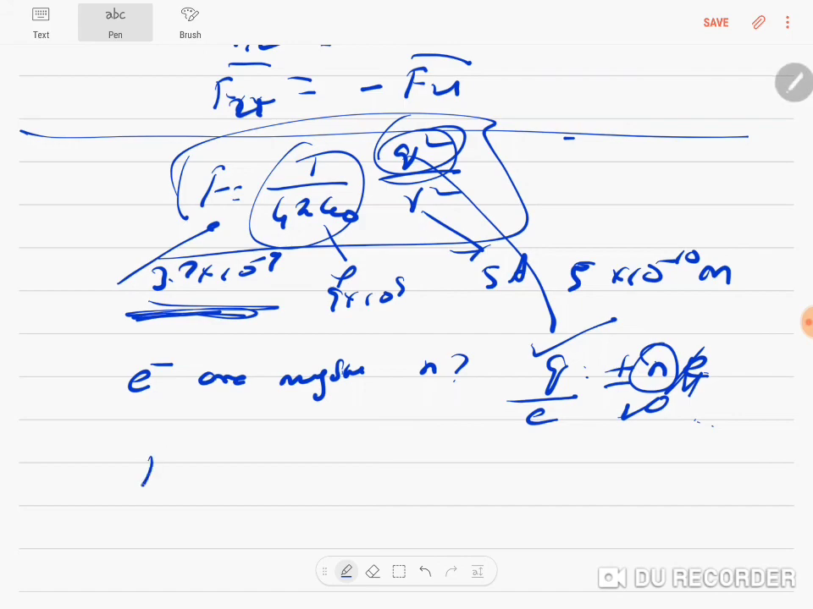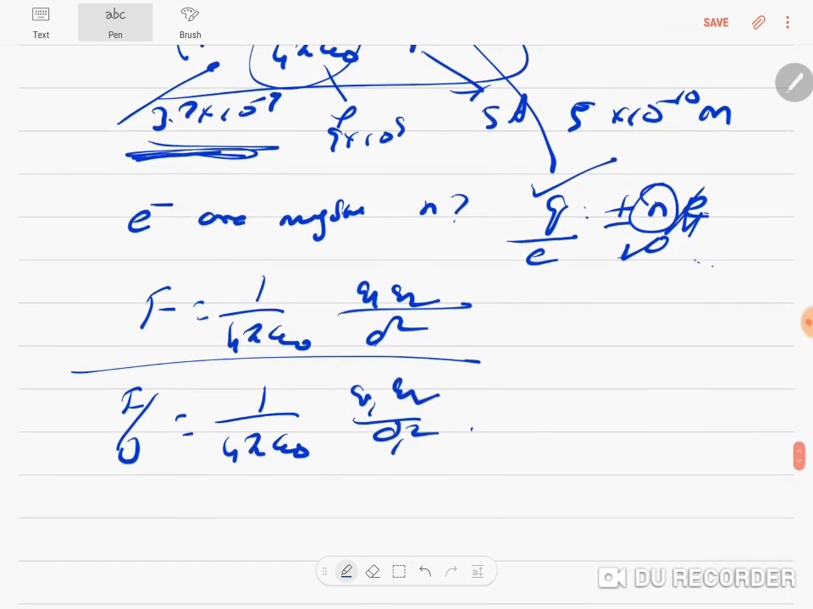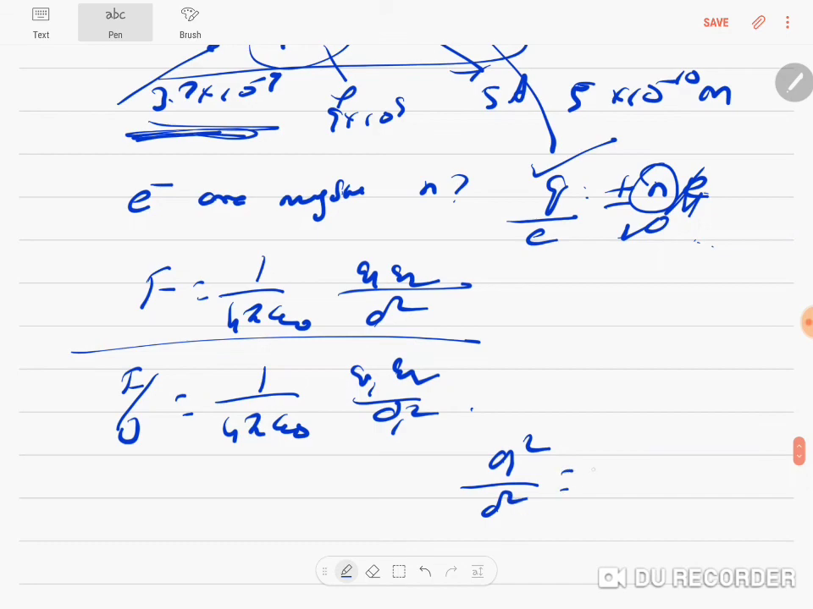Next one, the initial force was F when the distance was d, which is 1 by 4 pi epsilon naught into q1 q2 by d square. When the force became F by 3, 1/3 of the original force, what will be the new distance? It is q1 q2 by d dash square. Divide this and this, thus you get d dash square by d square is equal to 3. So d dash by d is equal to root 3. So d dash therefore is root 3 times the original distance. New distance will come.